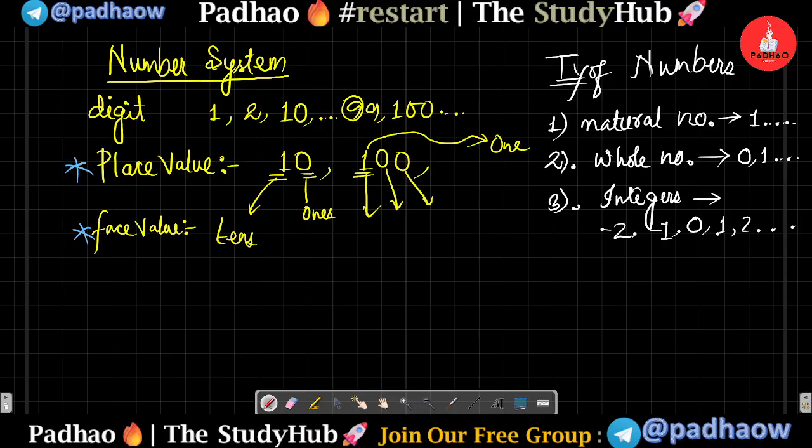Then after that, we'll also have positive and negative. Two types of numbers we got here: positive numbers and negative numbers.